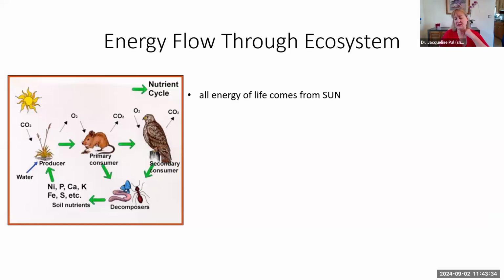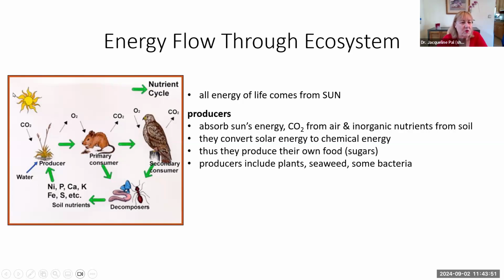All right, so let's bring it back down to our solar system and look at how energy flows. In our solar system, all energy for life is going to come from the sun. So let's start with our producers. Okay, producers, think of our plants. They're going to absorb solar energy coming from the sun. They're also going to take carbon dioxide from the air. They're going to get water either from rain or from the ground through the roots. And they're going to take inorganic nitrates.